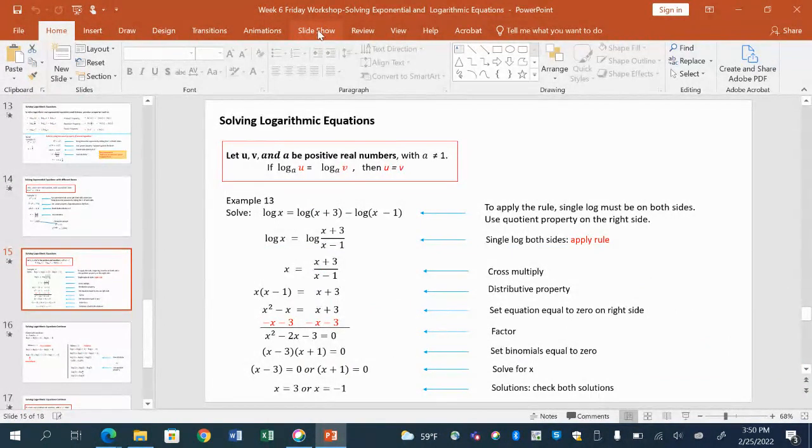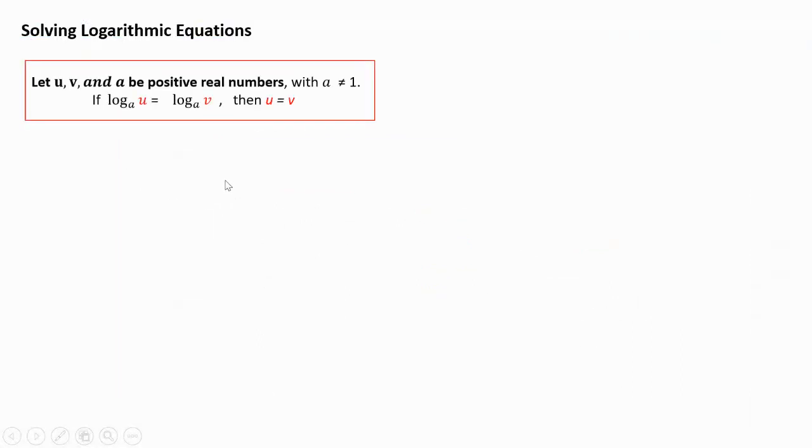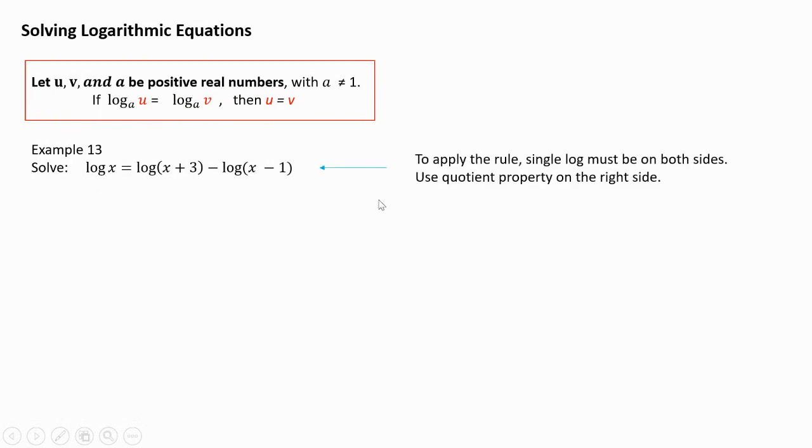Okay, so let me start the slideshow from the current slide. Let me know what part you don't get. Here are the rules that we're trying to do. In order to apply this rule, you're going to have to have a single log on both sides, right? For example, the left side is okay, but the right side is not okay, because here we have 2 logs. I have to condense it or write it as a single log. So we're going to apply the rule that a single log must be on both sides.